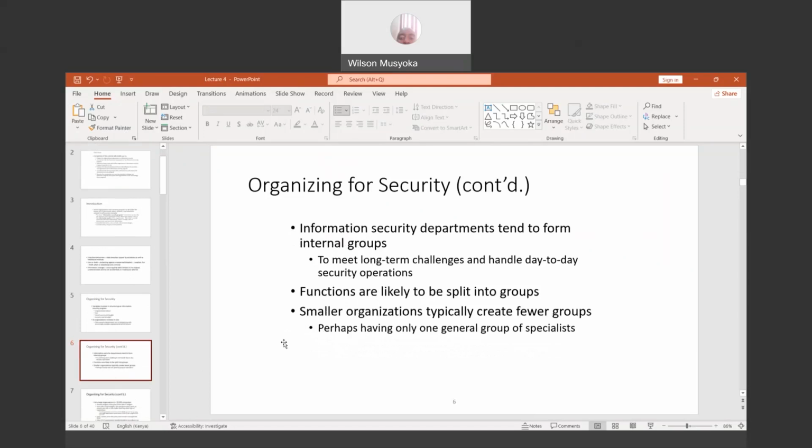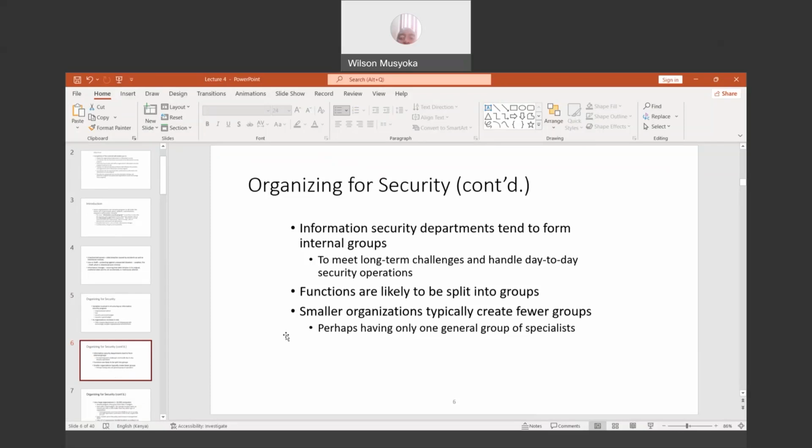So, information security departments tend to form internal groups. Those internal groups are the ones that are going to look at the short-term and long-term challenges. When we are looking at short-term challenges, we are looking at the day-to-day operations, maybe updating passwords, updating the antivirus programs within machines, updating your devices so that they are protected every day.